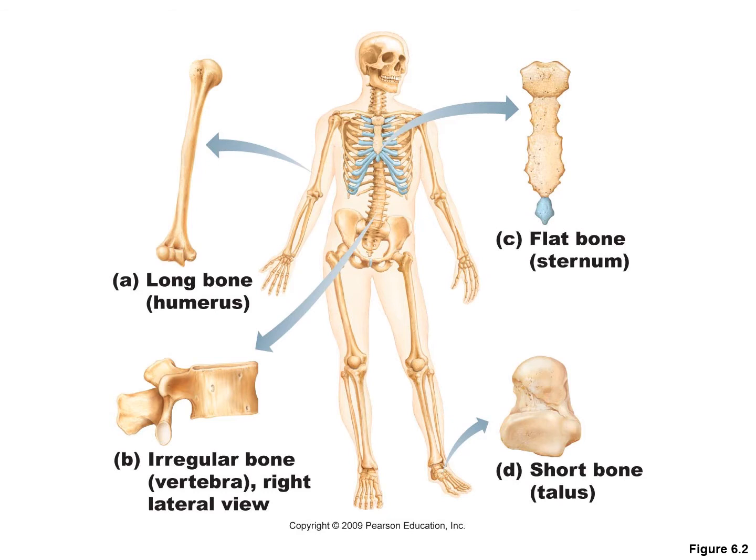Let's say a rib. A rib looks like a long bone to me, right? But a rib is a flat bone. So that's something where the shape doesn't give you a precise answer as to what kind of bone it is. So just remember, ribs are flat bones. And the clavicle, right? Here's the clavicle right here. The clavicle is considered to be a long bone.